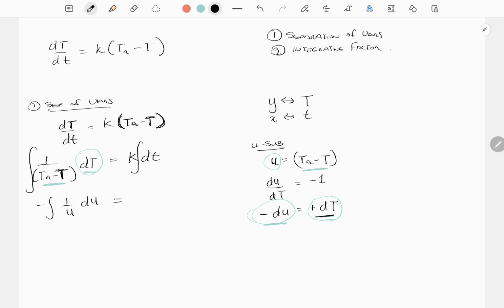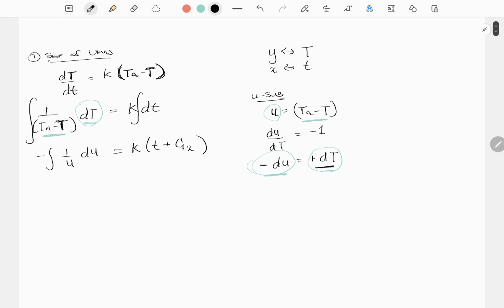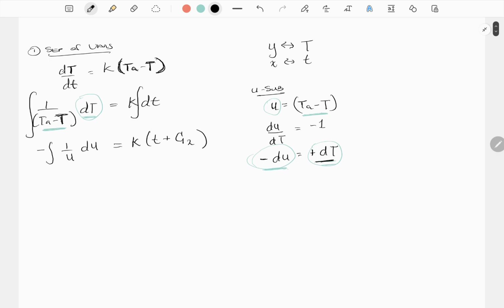And that equals k dt. Well, that's just kt plus some constant. I'm going to make it k times c2, because I know that I'm going to get an integral right now from the left-hand side. So what am I going to get? This is the integral of 1 over u du, which is ln u.